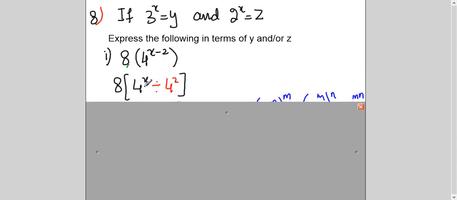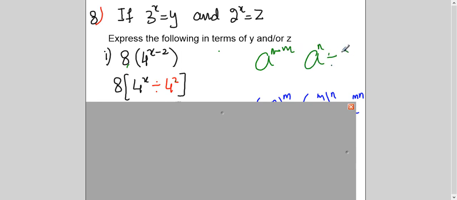Or what I have done here, if I apply the law of indices here, it is this rule. Let me remind you: a power n minus m is written as a power n divided by a power m. So this is what I have done here.